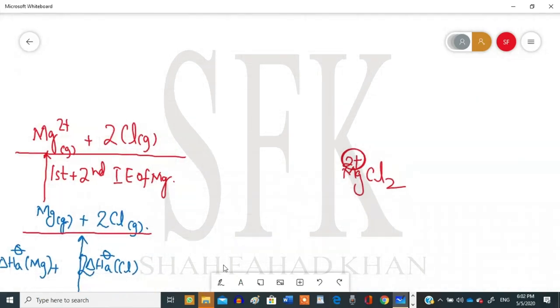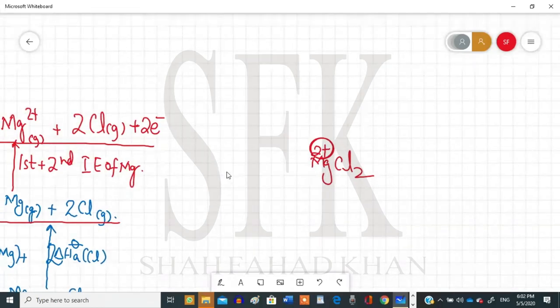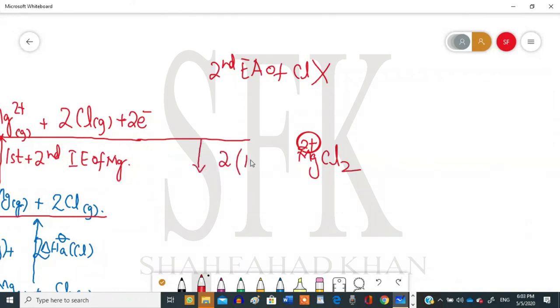Now once you've got the electrons that the magnesium has lost, these electrons are going to be gained by chlorine. But guys, remember, this is not the second electron affinity of chlorine. This is actually going to be each of the chlorine atoms gaining one electron. This would mean that this is going to be twice the first electron affinity of chlorine. Now I'll explain what I just said. Just a moment.